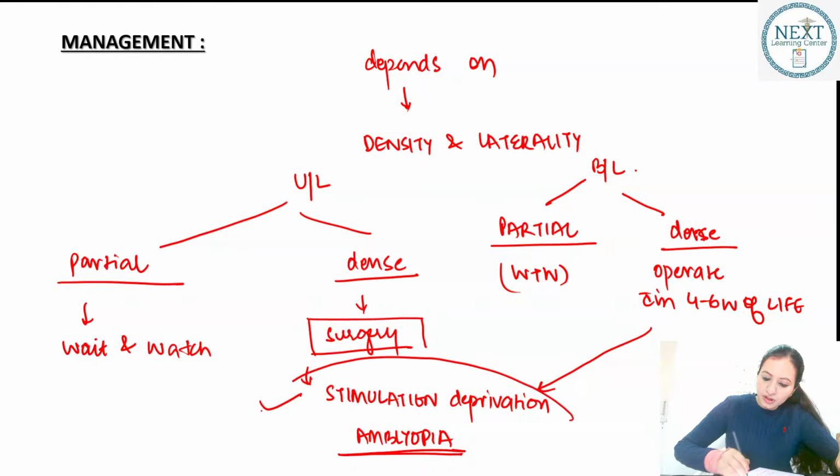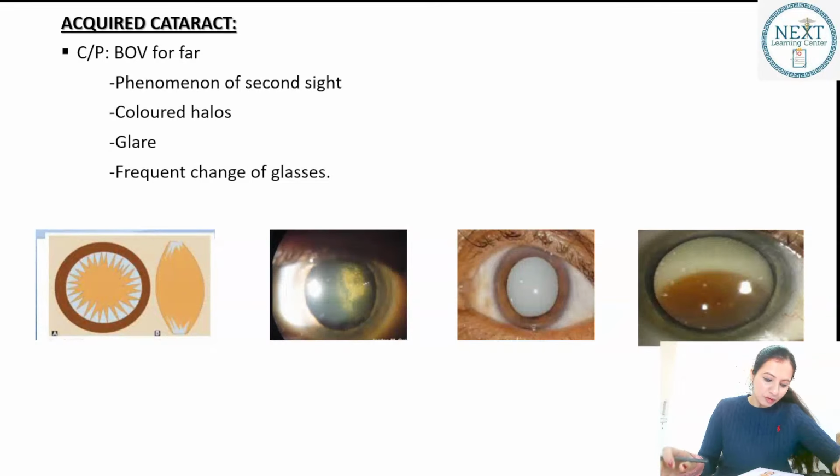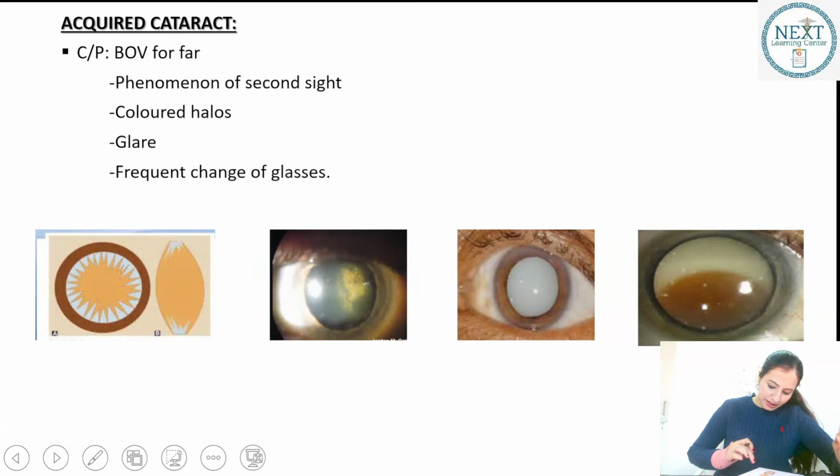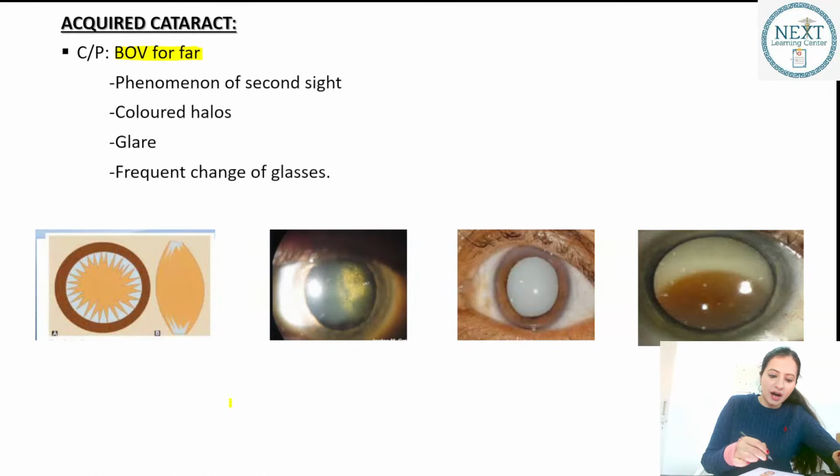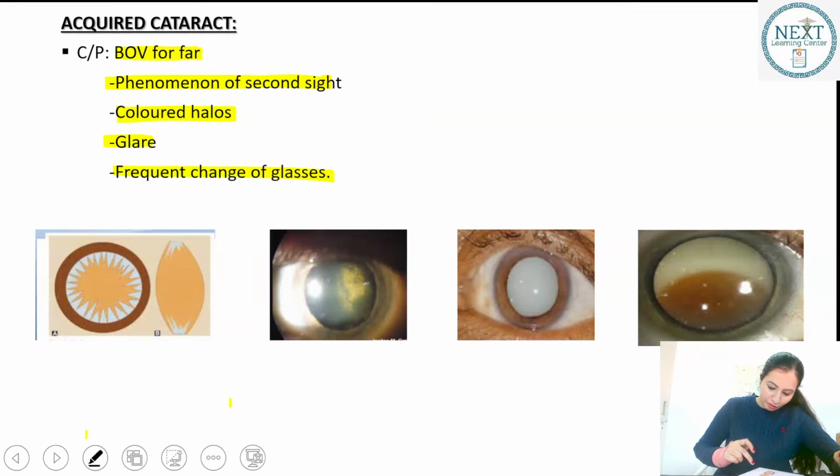It can lead to stimulation deprivation amblyopia. So this is how you manage congenital cataracts. Then moving on to acquired cataracts, what are the things that you are going to get in the question? You are going to get the history of blurring of vision for far, then the phenomena of second sight, colored halos, glare and frequent change of glasses.